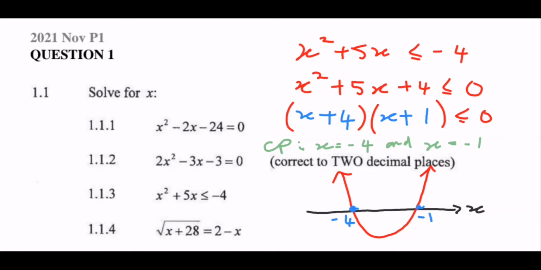Now here we are asked, where is this expression less than or equal to 0? We already can see where it's equal to 0. That's at -4 and -1. But it's also less than 0 between -4 and -1. It's the whole section of the graph that is below the x-axis. That is where it is less than 0.